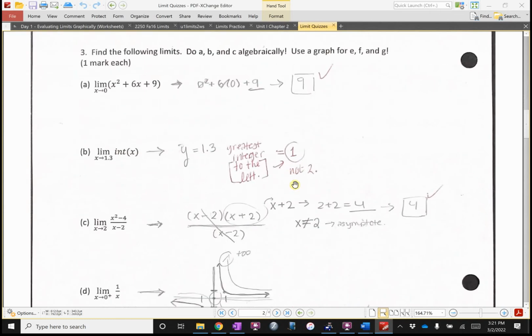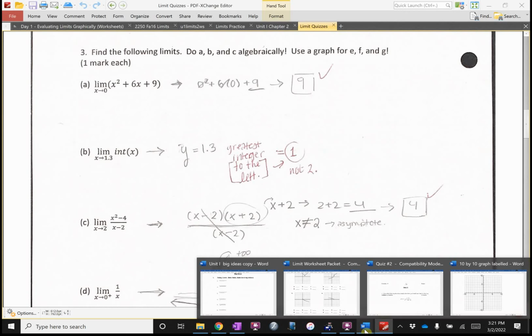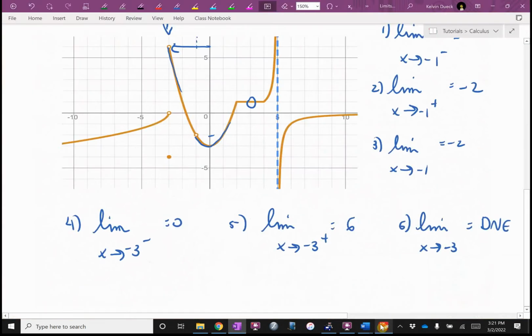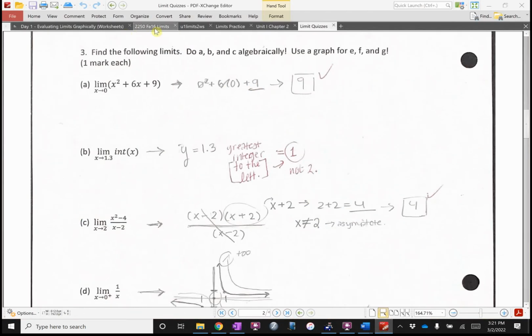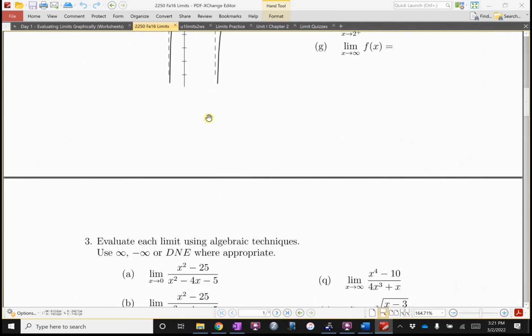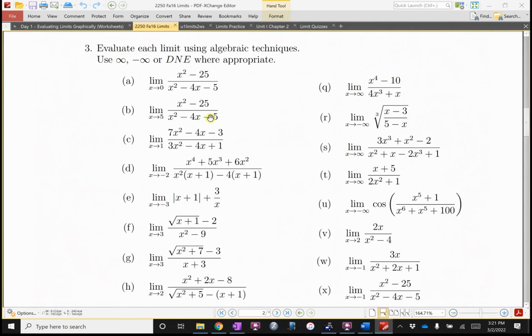Do the following limits. Do A, B, and C algebraically. Use a graph for E, F, and G. Okay. So, if I'm evaluating limits analytically, algebraically, the first method is stick it on your calculator. So let's look at this one here.